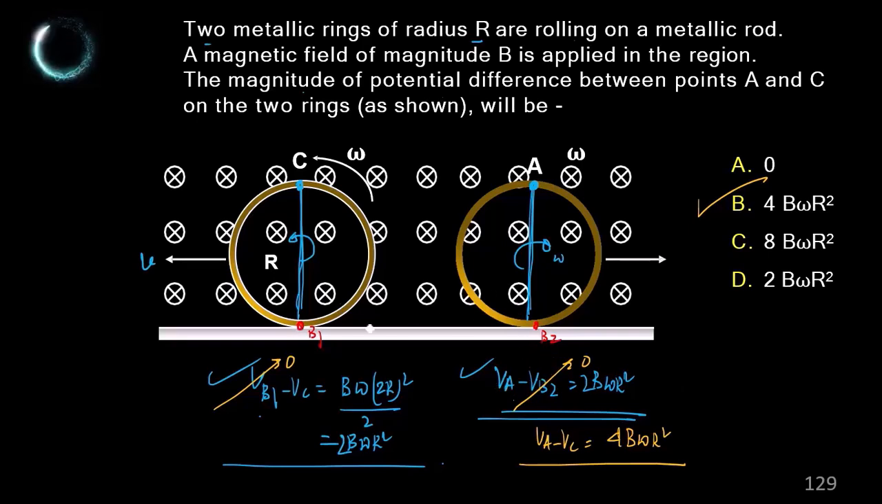Because B1 and B2 are the fixed points and the dimension is also the same, I can take both at the same potential. Any number you can put, either 0 or 10 or 20, whatever we choose, once I add these two numbers, VB1 and VB2 will automatically cancel. So ultimately we are left with VA minus VC equal to 4B omega r square. Understood?